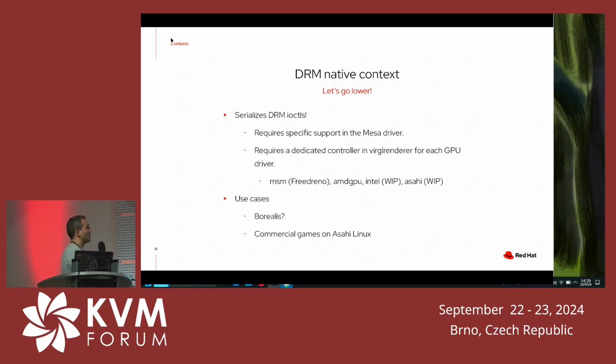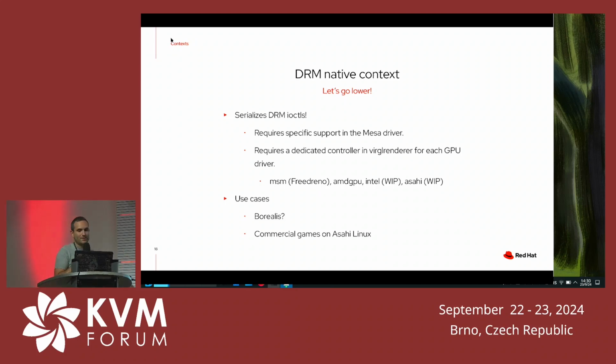The use cases for DRM native contexts are, in theory, Project Borealis. But in theory, there could be Chromebooks out there based on Qualcomm boards that have Freedreno drivers, using DRM native contexts to have better performance than Venus. But I have no formal confirmation that this is actually done in the wild. In theory, it was made for that, but I don't know if it's being used or not.